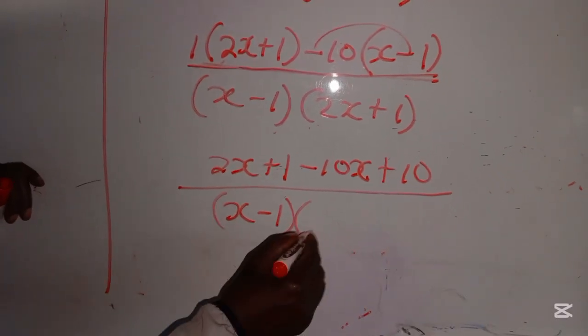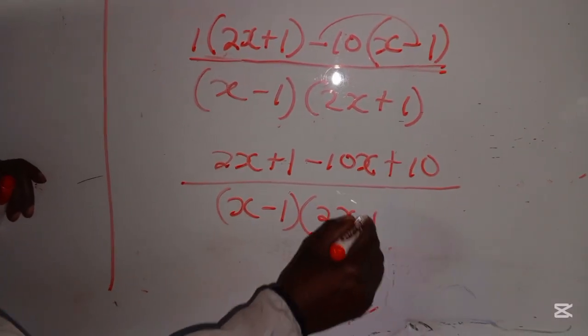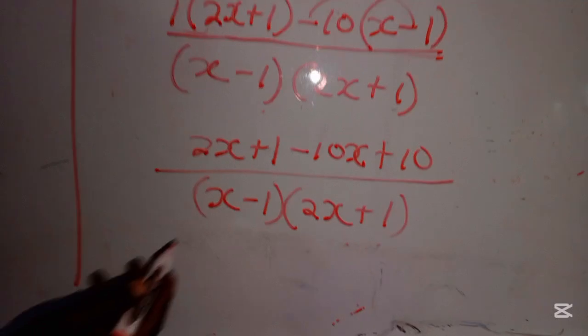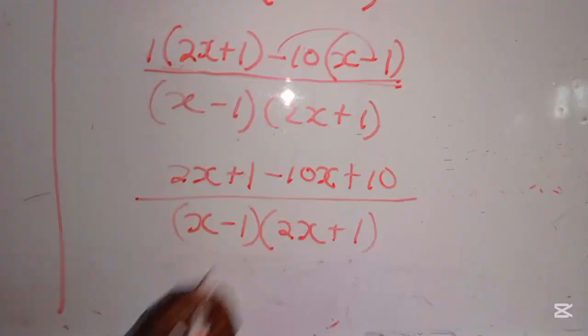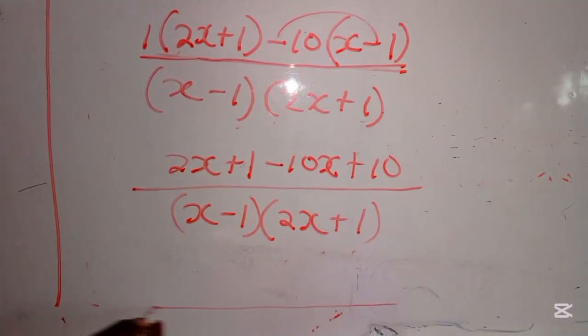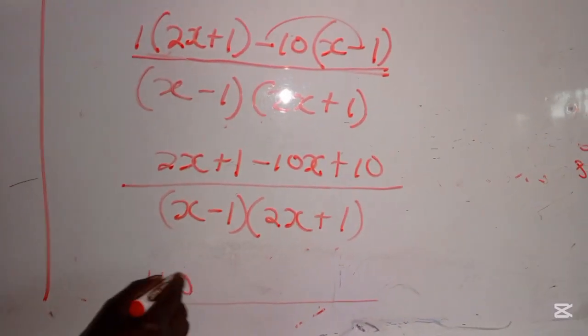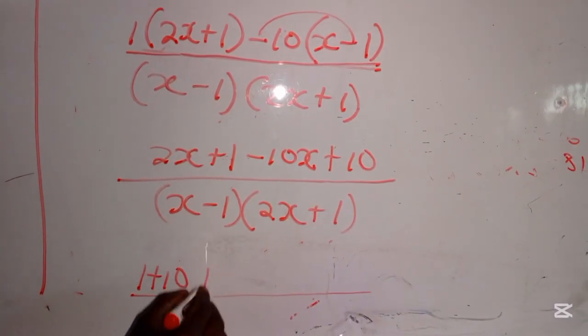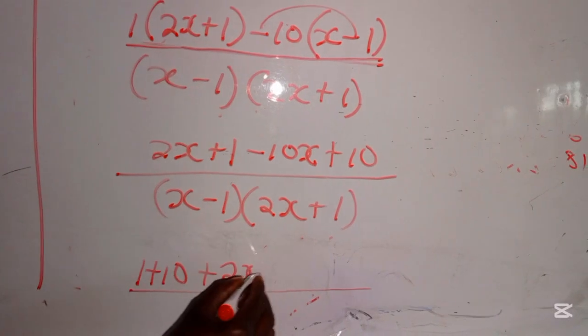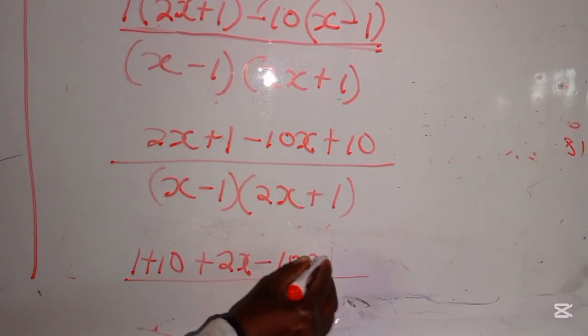Maintain the brackets. Don't leave out the brackets. You are going to lose marks. Put the like terms together. I can see 1, I can see 10, I can see 2x, I can see minus 10x.